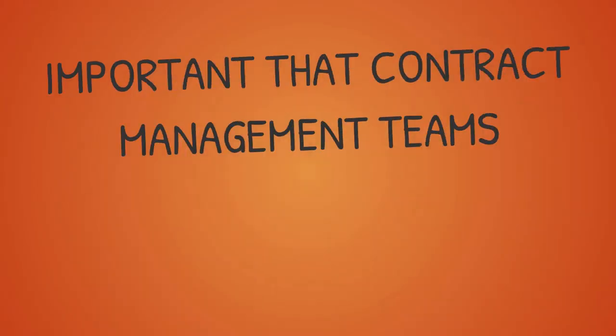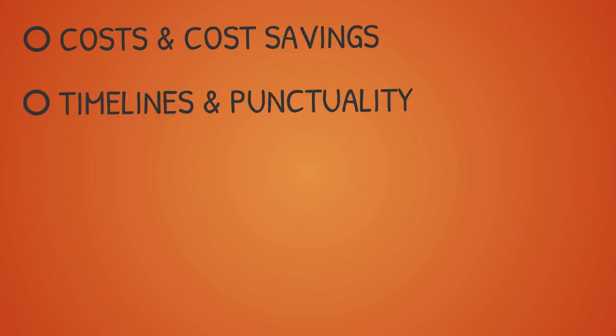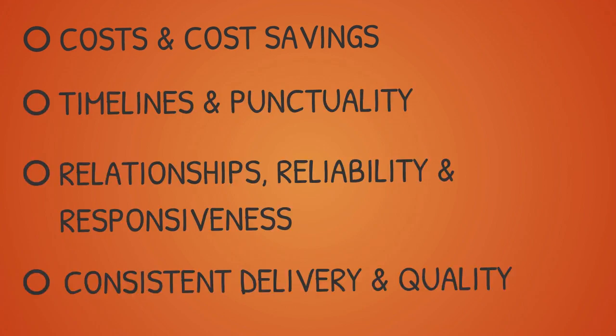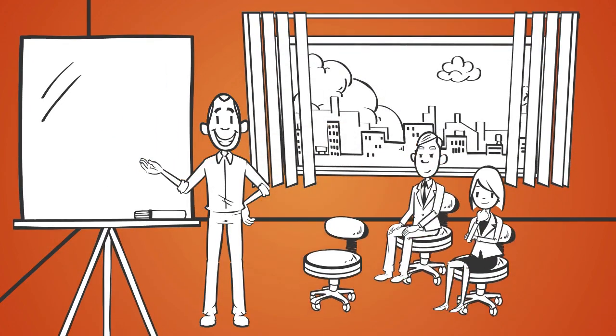It is important that contract management teams have clear metrics by which to measure performance. These metrics can include cost and cost savings, timelines and punctuality, relationships, reliability and responsiveness, consistent delivery and quality. Many contract management problems can be avoided by managing the relationship well.